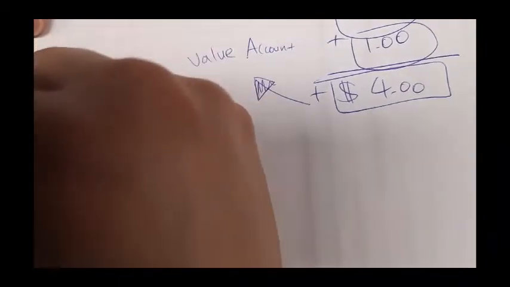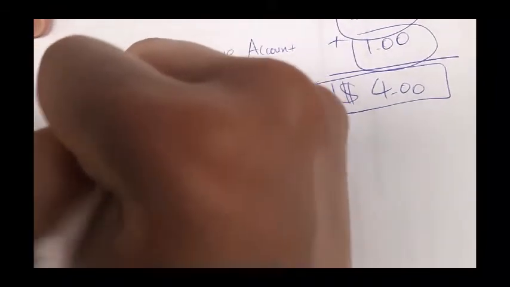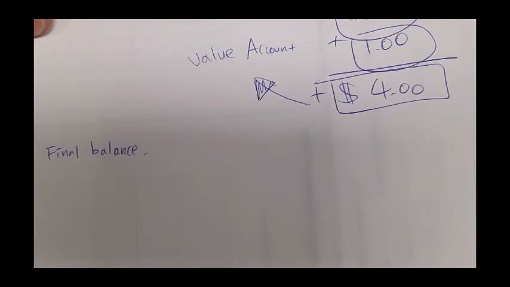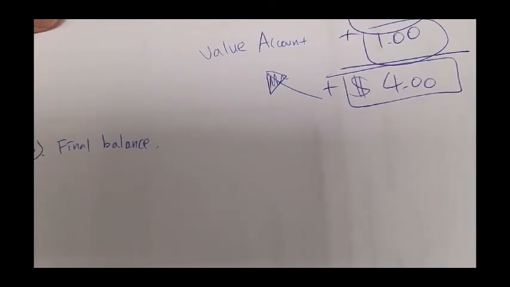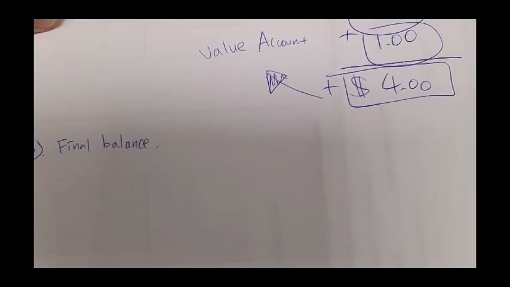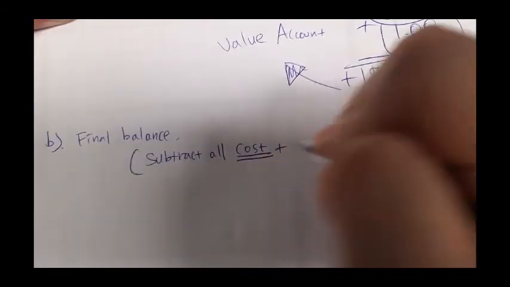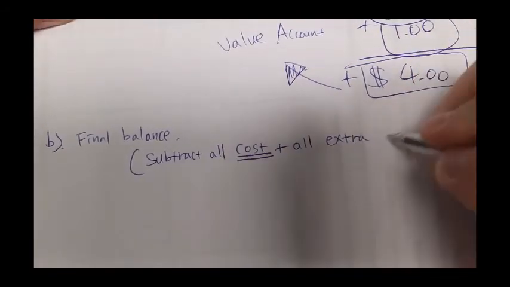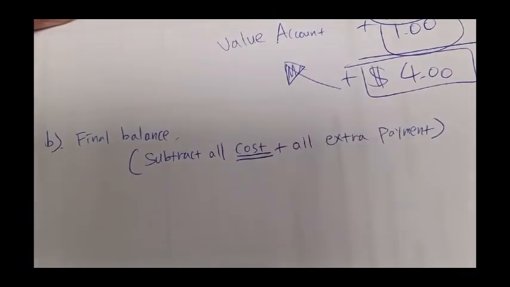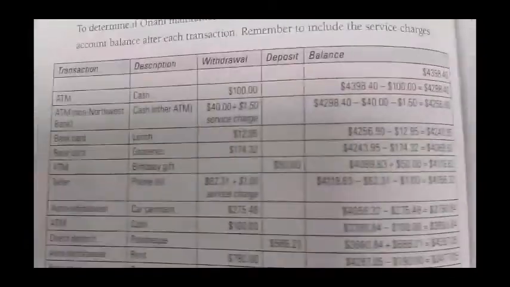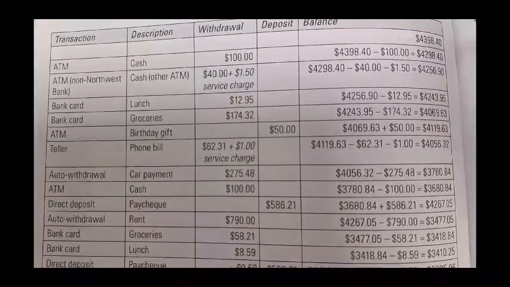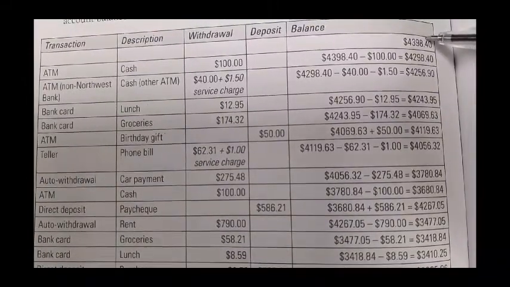Now B, final balance. The question asks you specifically about how much it costs and those kinds of things. Related to this, I'm going to show the table because it is subtraction. Long story short, there is no formula. What you need to do is subtract all costs plus all extra payments. So if you like to go with the extra payment of $4 at the very end, that is okay. But if you like to go specifically, here is a table that you can do. It starts with 4,398.40.